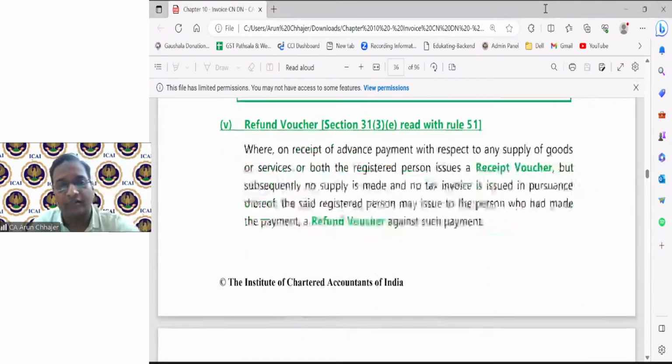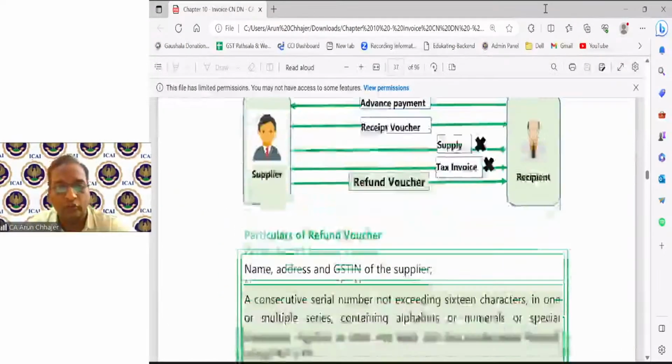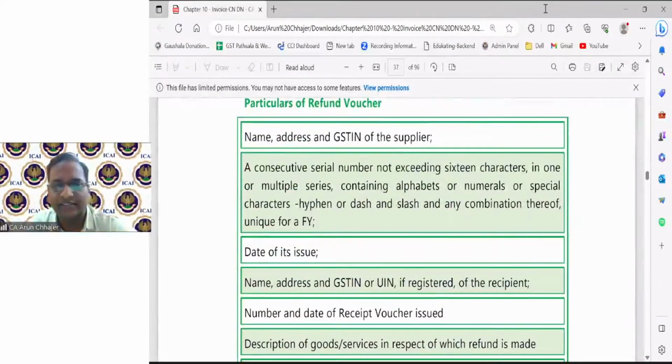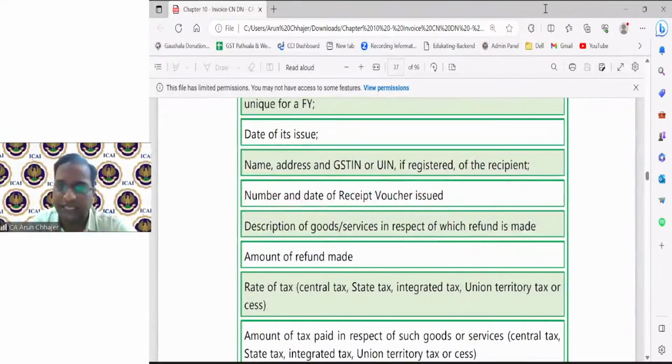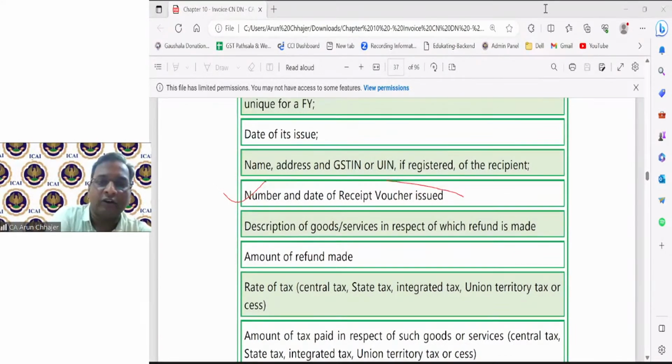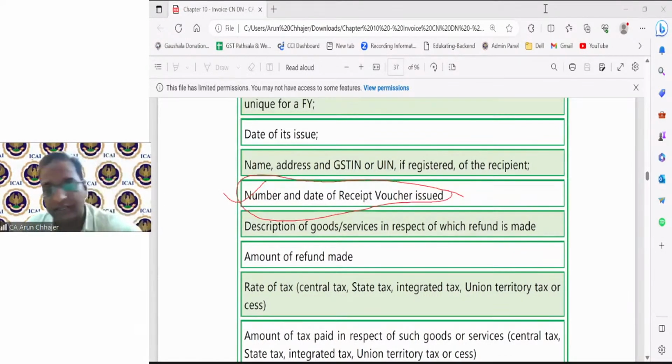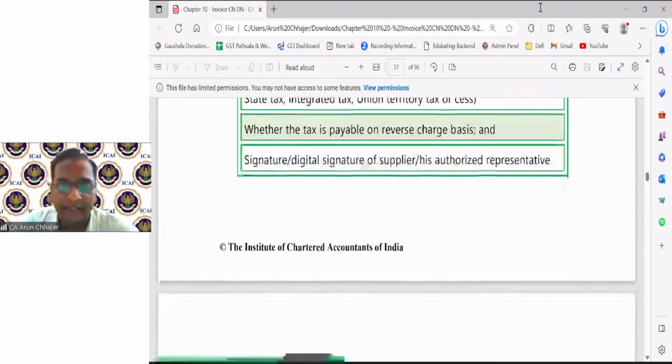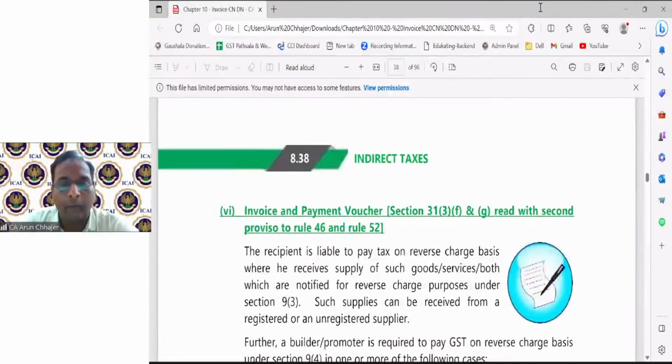What is the content of the refund voucher? So name, address, consecutive serial number, date of issue, same. Only one thing: the number and date of the receipt voucher issued will come, because a refund voucher would always be issued against a receipt voucher, right? Amount of the refund, the rate of the taxes, description. Whether tax is payable under RCM, signature or digital signature.